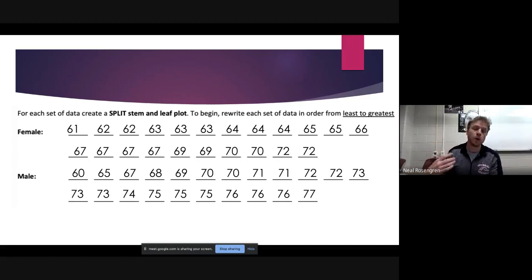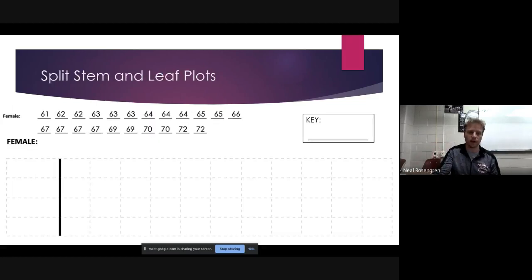So what I'm going to show you today, and I think you guys are ready, is that we can create what are called split stem and leaf plots, where instead of having all of the 60s in one stem, we can actually split them into two. Because we have so much data in the 60s, we can chop them in half. We take two of the same stems, 6, all of our 60s, and just chop them in half.